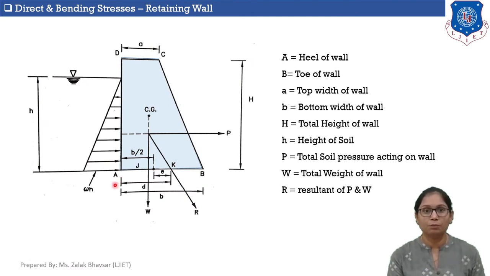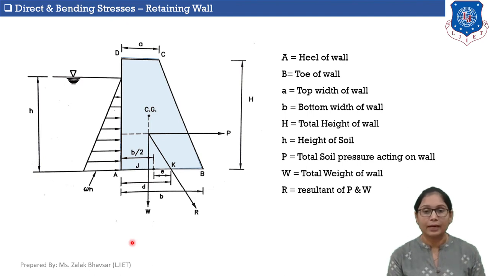So the area between points A, B, C and D represents the cross section of the retaining wall. Capital A is the heel of the wall and capital B is the toe of the wall. Small a represents the top width of the wall and small b represents the bottom width of the wall. Capital H is the total height of the wall and small h is the height of the soil. Capital P is the total soil pressure acting on the wall and W is the weight of the wall. Capital R is the resultant of P and W.